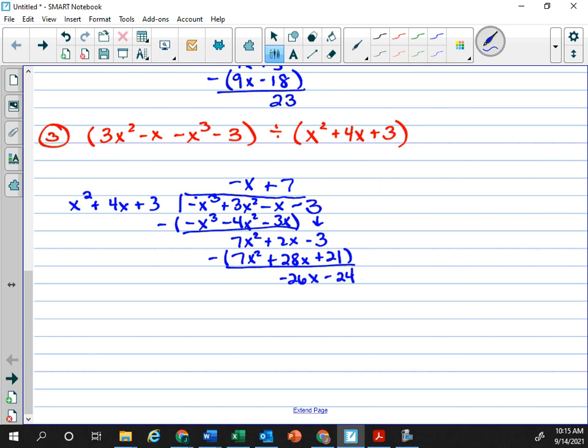So guys, this is what I was talking about with the remainder. Plus, and then just do your whole remainder in this fraction. So negative 26x minus 24 all over x squared plus 4x plus 3. You get some ugly answers, but that's okay. All right. Questions on that one? Are we feeling okay with long division?